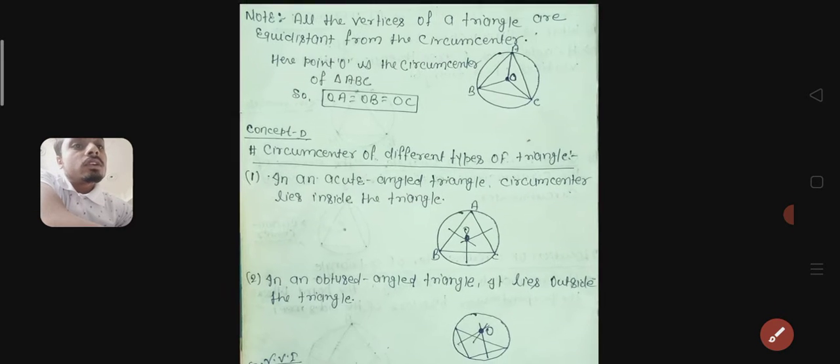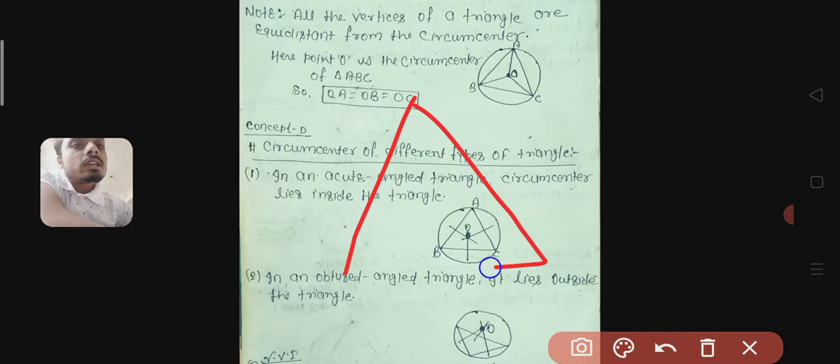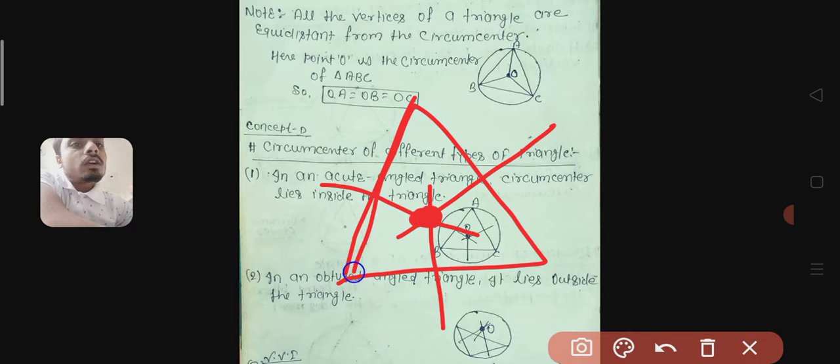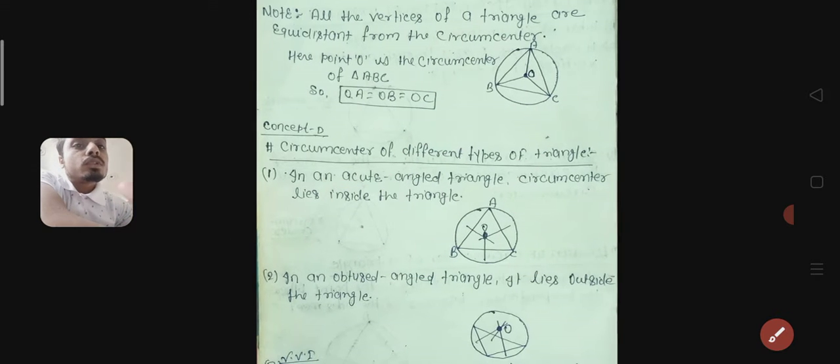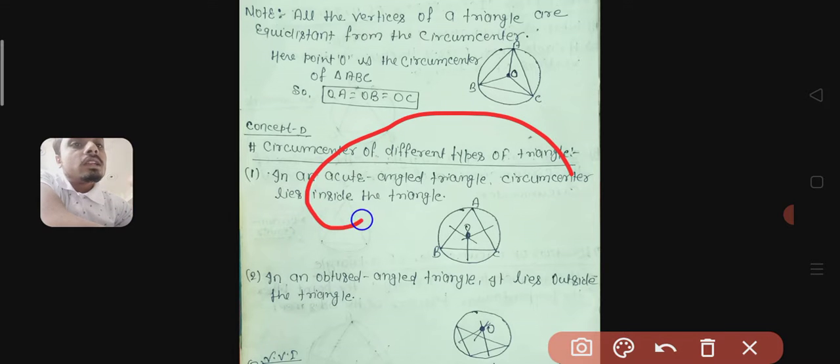If you draw an acute angle triangle and draw all three perpendicular bisectors of the sides, this point is called the circumcenter. The circumcenter always lies inside the triangle in an acute angle triangle. This is one of the most important concepts about the circumcenter.